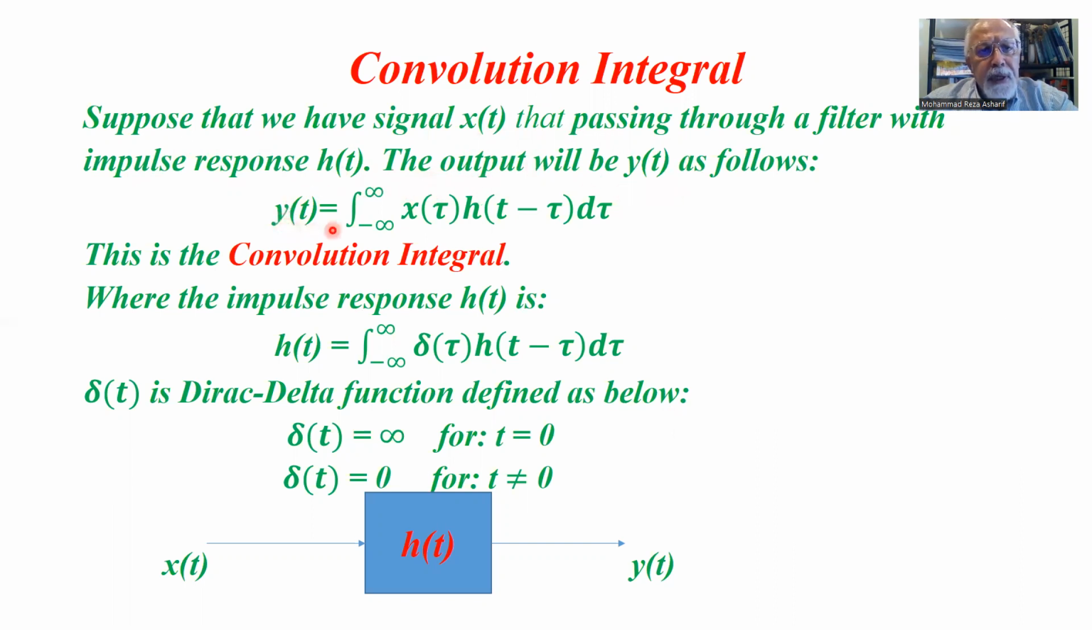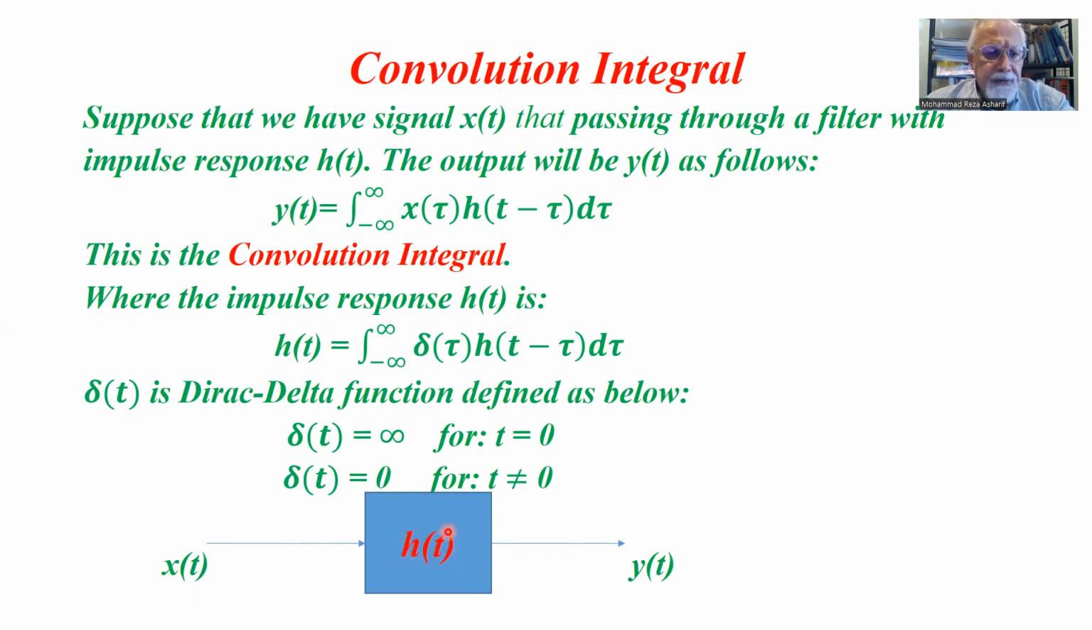The convolution integral is defined by this equation, with a tau, another variable here. The integral is x(tau), h(t minus tau), d tau. The h(t) is the impulse response of the filter. This filter, for instance, x(t) is passing to h(t), and we get the output y(t).